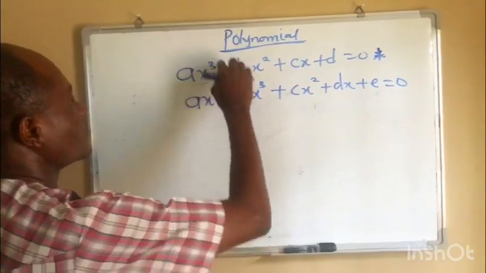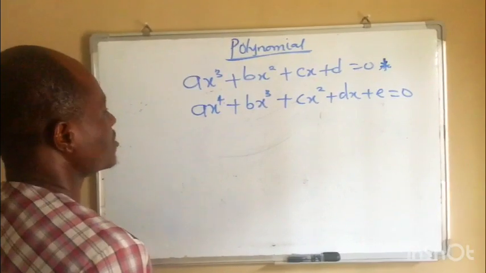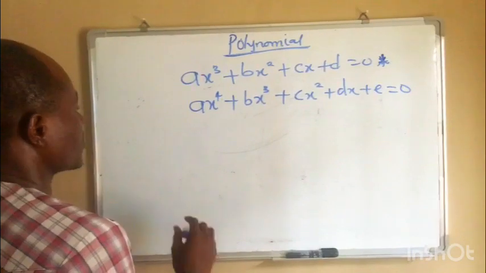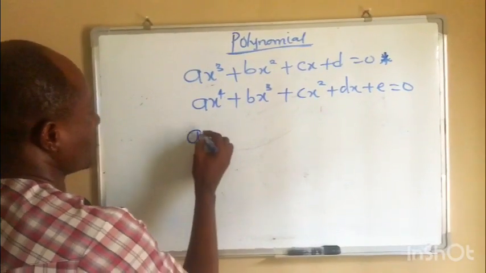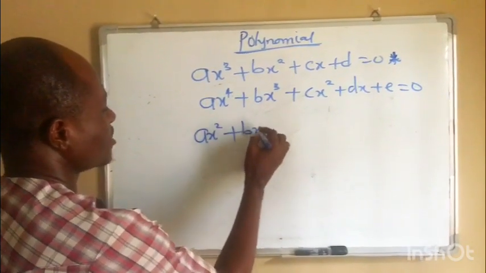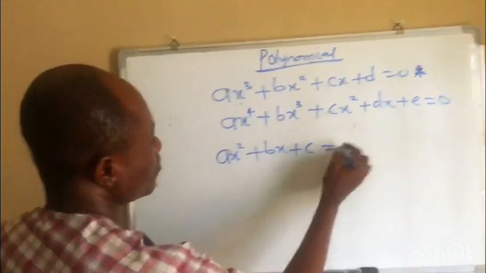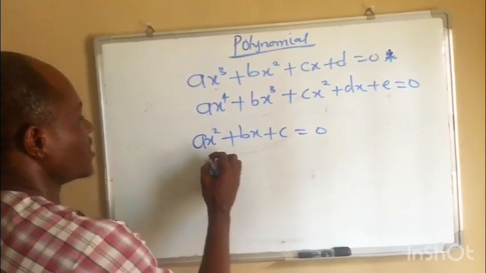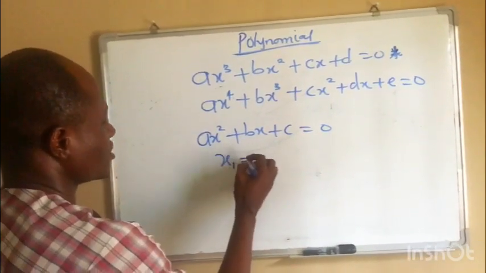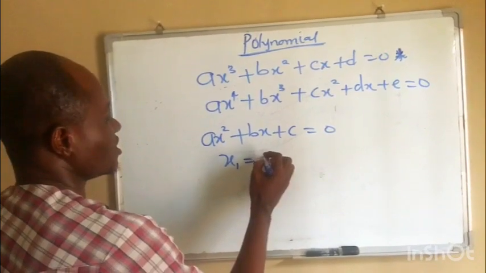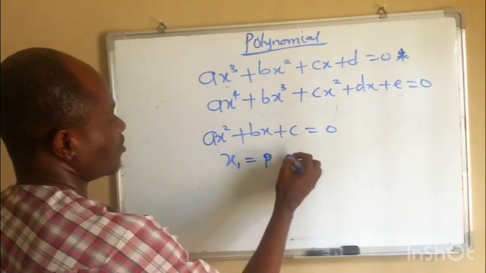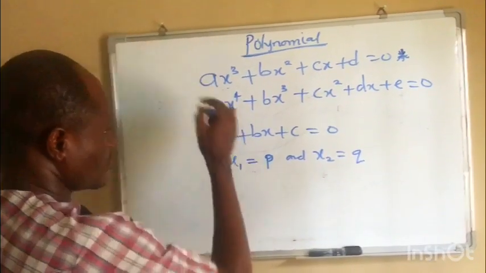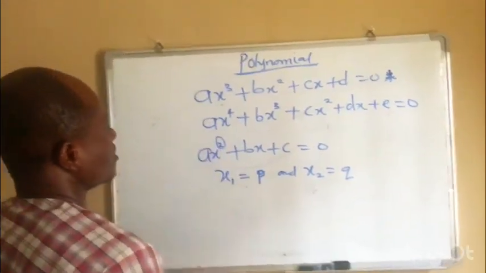Because the power of the unknown variable here is 3, that means this polynomial has 3 solutions. Don't forget from our quadratic equation, ax squared plus bx plus c equals 0, when we find the solution of this kind of expression, at the end we have x1 equals, let me say, p, and x2 equals q. Why do we have 2 solutions? Because the power of the unknown variable here is 2.